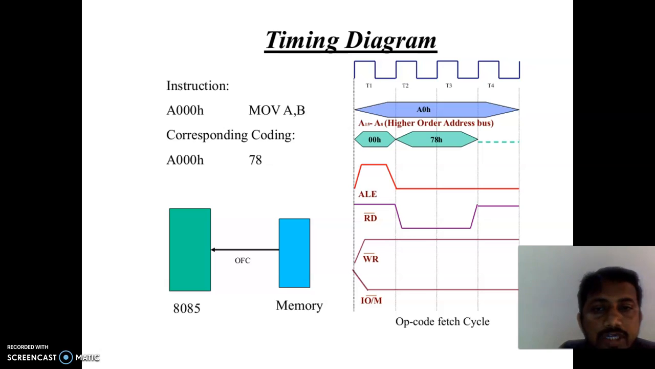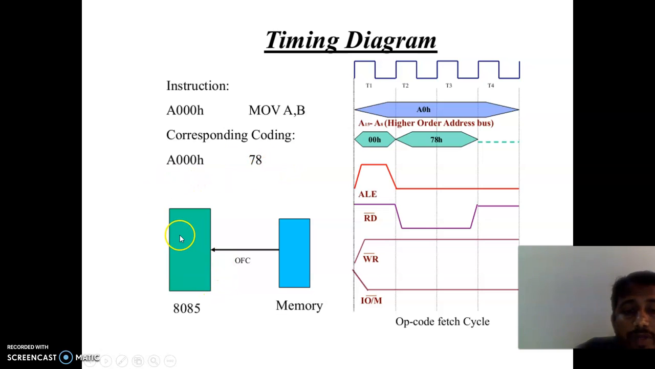For all the timing diagrams, the address latch enable behaves the same way. For the first clock only, it is high; in all remaining clocks, it is low. This is about the address latch enable signal. Coming to read and write, read is low whenever you are performing a read operation from memory. For example, you are reading the data 78 from the memory location. This is an opcode fetch cycle, so it fetches data from this memory and it is read.